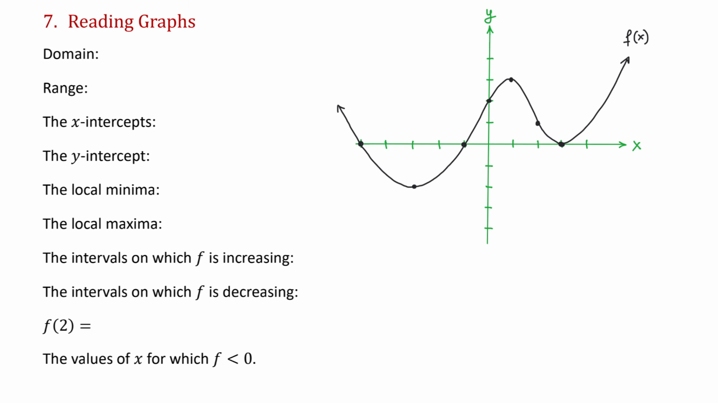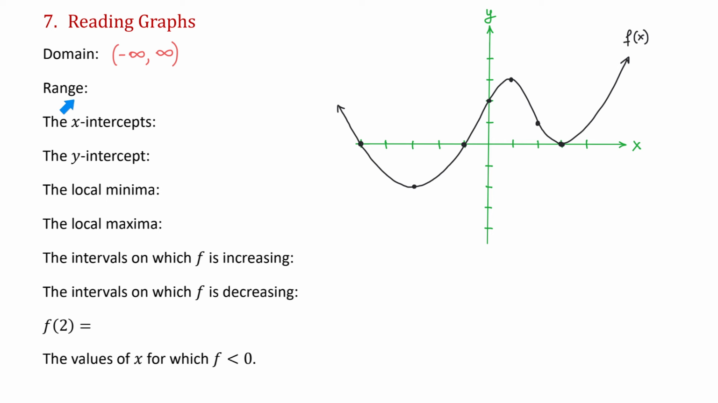The next topic is reading graphs. So here we have a graph and we need to answer all these questions. The first one is the domain of this function. To find the domain from a graph, we need to see how far the graph extends to the left and how far it extends to the right. And it appears that this graph extends infinitely in both directions. So then, we can say that the domain of this function is negative infinity to positive infinity.